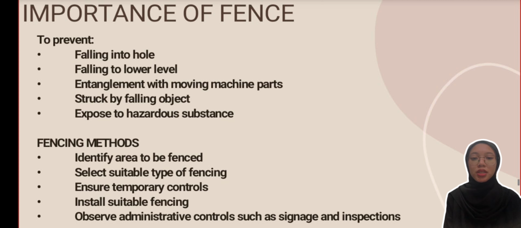I will present about the importance of fence. First, to prevent falling into holes, falling to a lower level, entanglement with moving machine parts, being struck by falling objects, and also exposure to hazardous substances. Next is about the fencing method, which is to identify the area to be fenced, select a suitable type of fencing, ensure temporary controls, install suitable fencing, and the last one is to observe administrative controls, such as signage and inspection. Thank you.